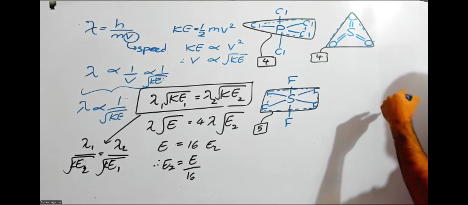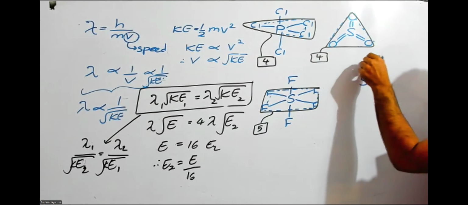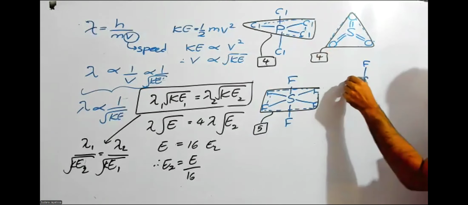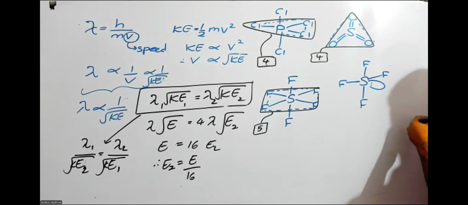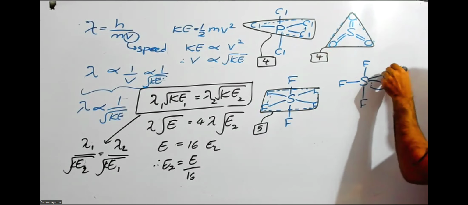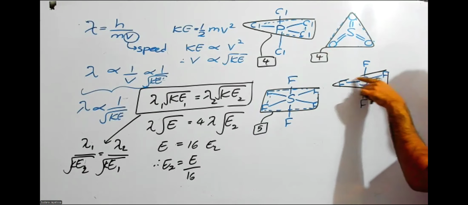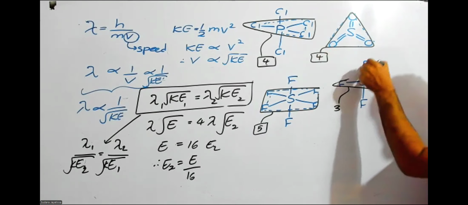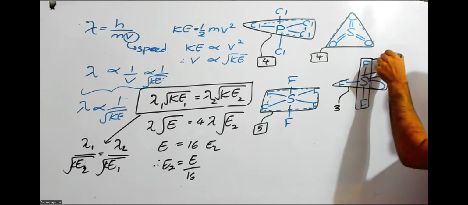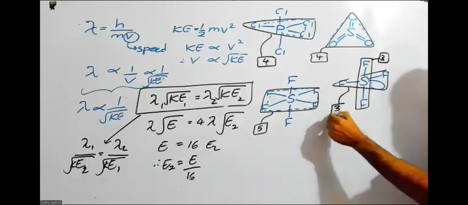Then you have SF4. SF4 is a seesaw shaped molecule. You can see there are only 3 atoms in a given plane. If you consider this plane also, you have 3 atoms. This plane also, you have 3 atoms. So it's not enough.